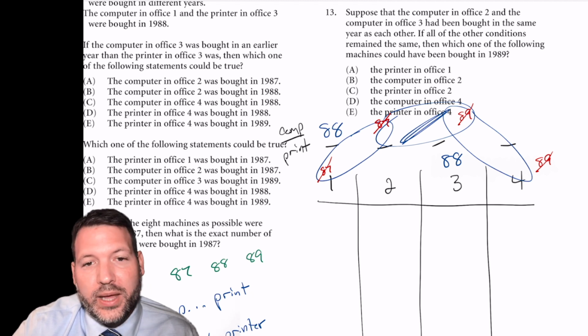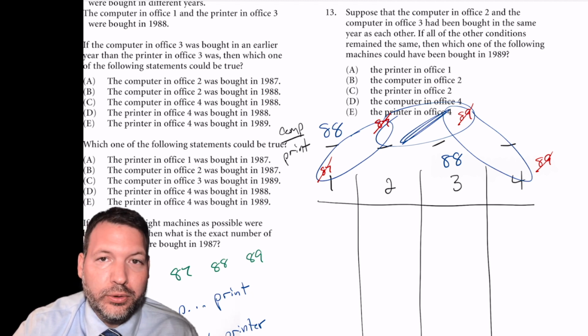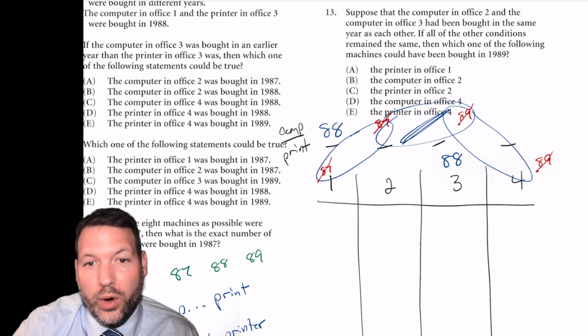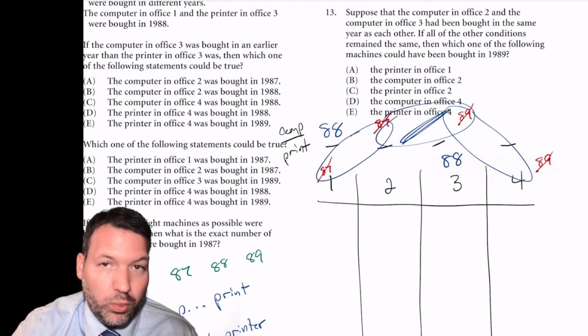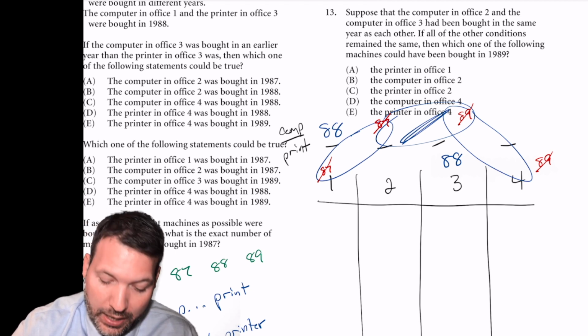But of course the problem with that is that that clue actually told us the computers in Offices 2 and 3 were not bought in the same year. So just because one is not 87 and one is not 89, we definitely don't want them both in 1988. What else could we say?